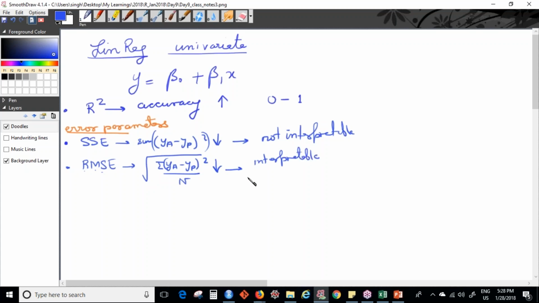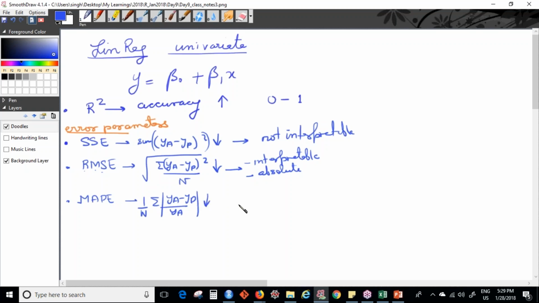This is interpretable, but one disadvantage it has is it is absolute. It is absolute value, so it is very difficult to compare. So for that you have another one, which is MAPE, mean absolute percentage error. The formula is actual minus predicted divided by actual, error percentage, absolute I've taken, and then the mean. So you add everything and you take the mean. This is your mean absolute percentage error.